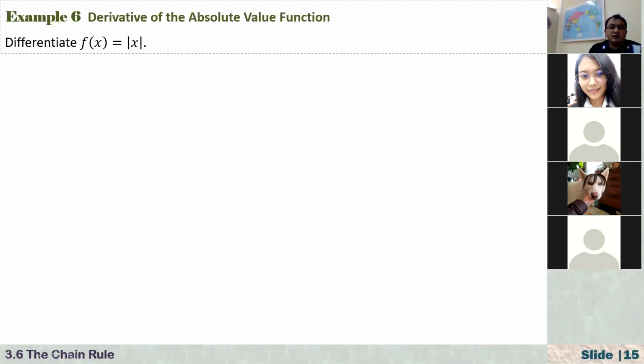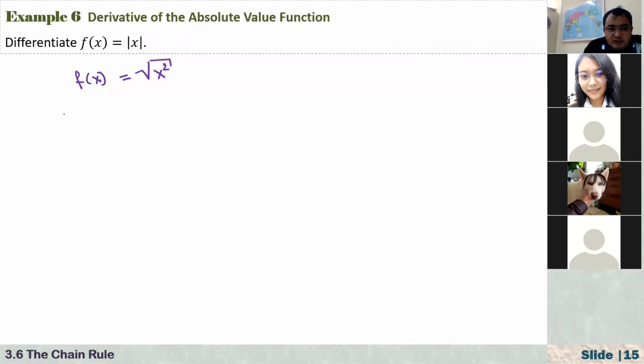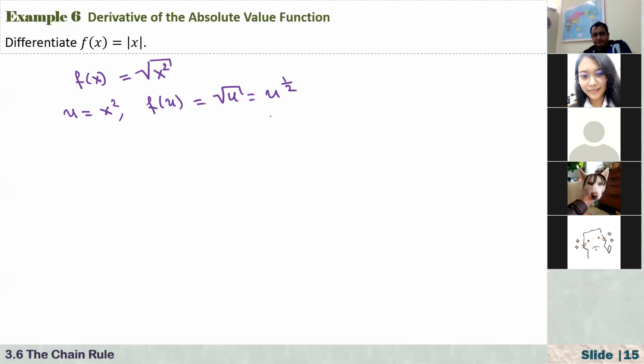All right. Now, derivative of the absolute value function, we have already done this actually using the definition, but here we are going to make another approach using the chain rule. Okay, so this absolute value of x, if I don't know whether it is positive or negative, in another way we can actually write it as f of x is equal to square root of x squared. Okay, so which means that if I take this one as, let's say, u is equal to x squared, and our function f becomes, what is it? Square root of u, which is u to the power of 1 over 2.